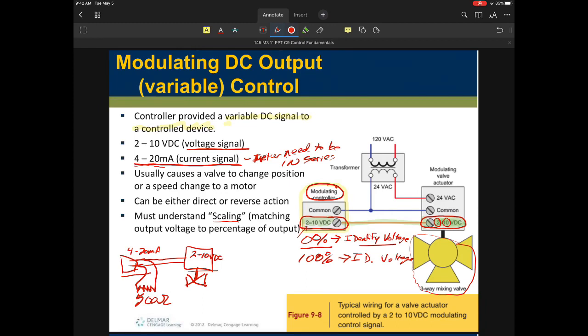Now, I've even had some systems, and it's unusual to see that, but I've had some controllers where you could easily select whether you want it to be voltage or current, and you would flip a switch. Honeywell makes a device like that. It's a really neat actuator that allows you to do that, and you can select whatever signal you want it to be. It's one of the neatest little systems out there.